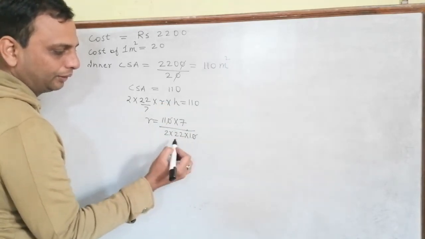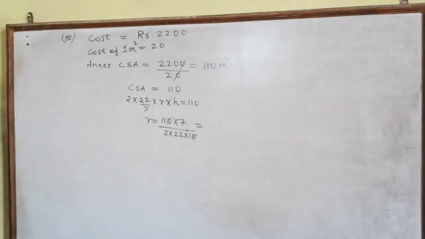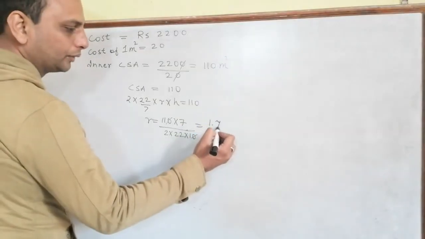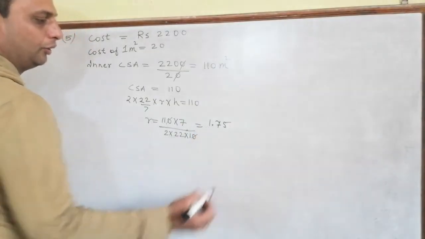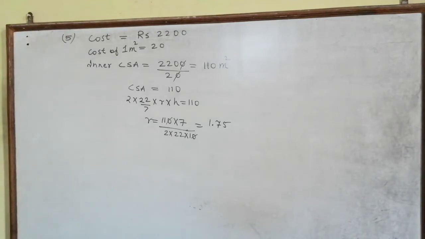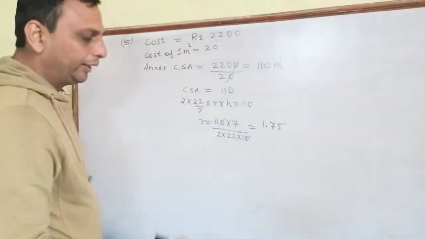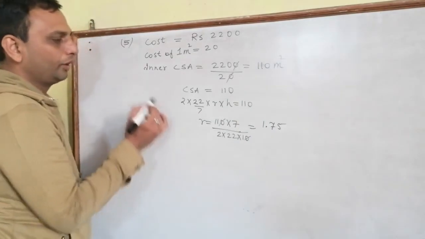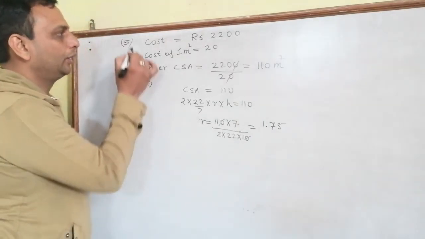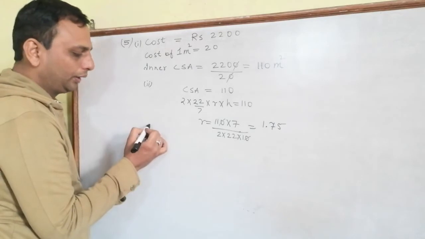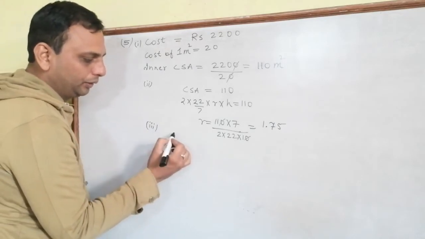So 0 cancel, and 77/44. So 1.75 is the radius of the inner curved surface. Now we have to find the capacity. Capacity means, as I told in the previous class, it is volume only. So we can find the volume. This completes the second part, and now we are solving the third part.